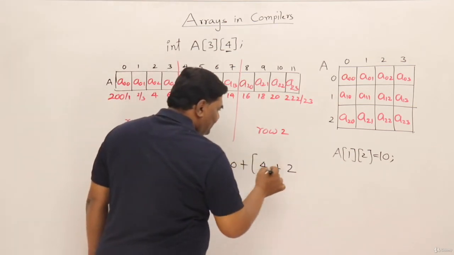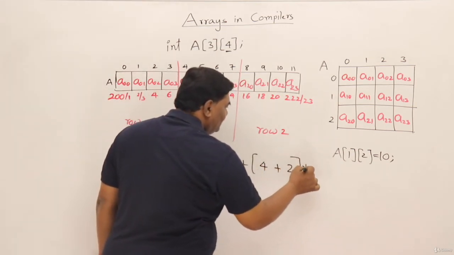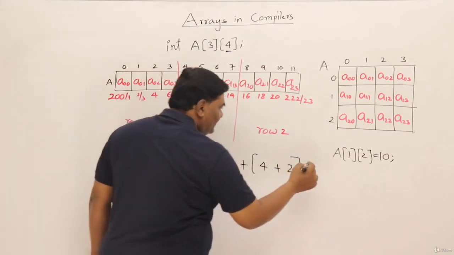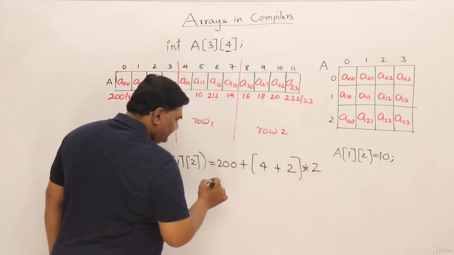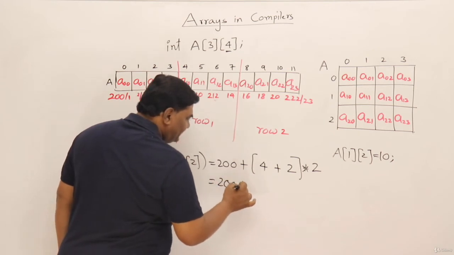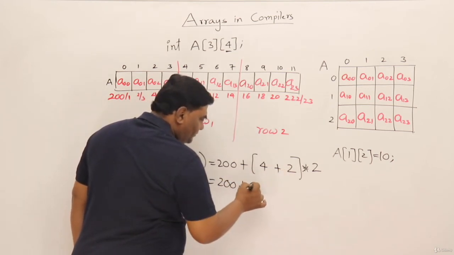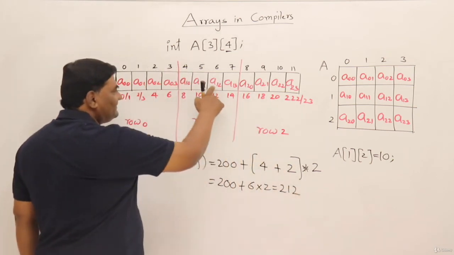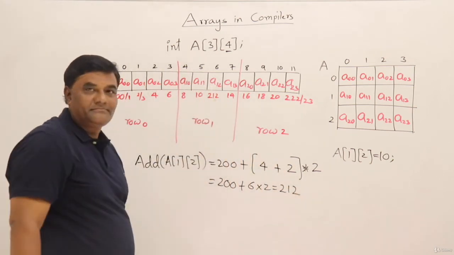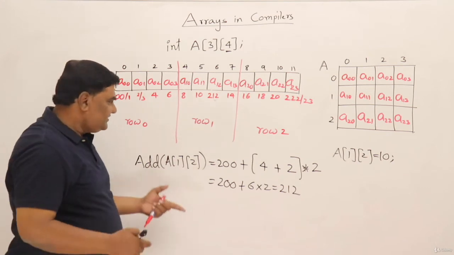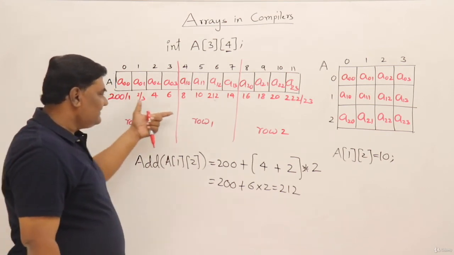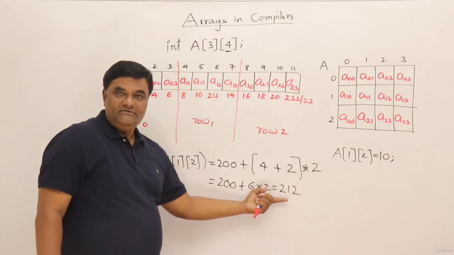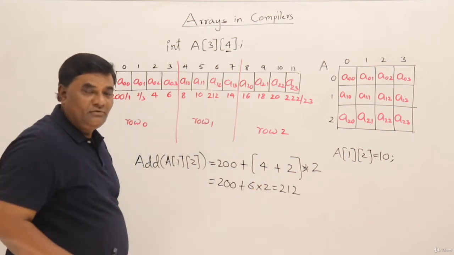Then this should be multiplied by 2, because there are 2 bytes for each element as it is an integer. So this is 200 plus 6 into 2, that is 212. Yes, I got the address. I have worked it out by taking the addresses and the index, and I got the address 212. Now let us try one more element.